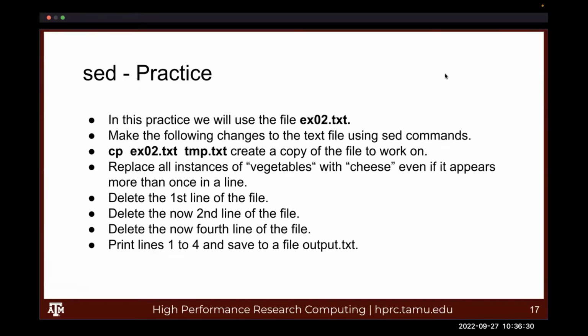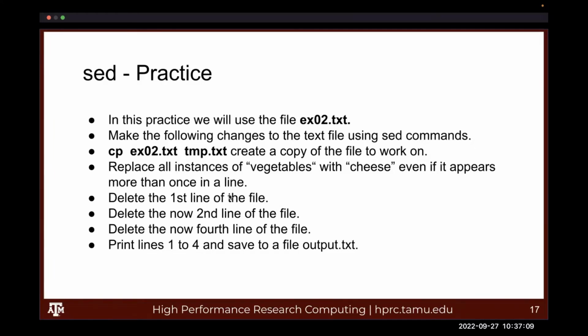Just in your terminal, without opening it up in VI, see if you can do the following commands. I would recommend copying this to a temporary file just so you don't accidentally delete the original file if you make a mistake. First, replace all instances of the word vegetables with cheese, even if it appears more than once in a line. Remember to put the lowercase g at the end of that command. Then delete the first line of the file, and then delete the second line and then the fourth line. Don't delete them all at once, or else it won't delete the lines correctly.